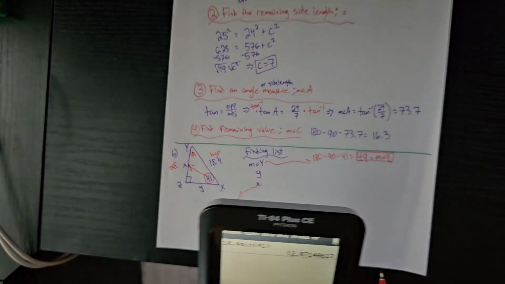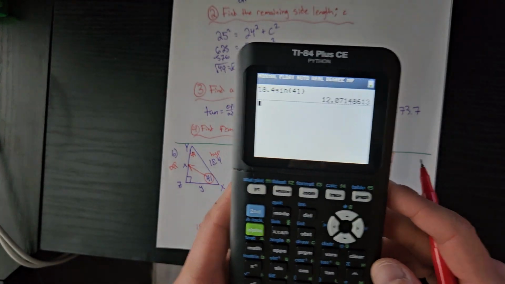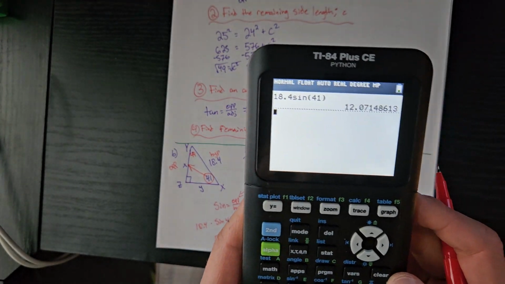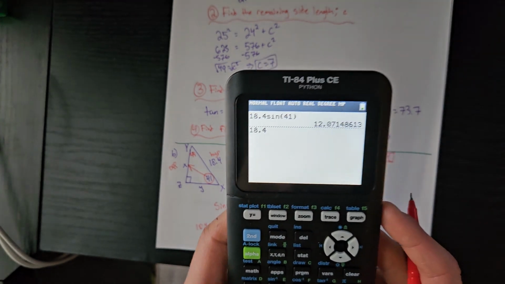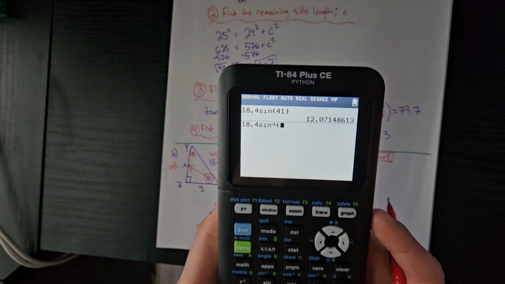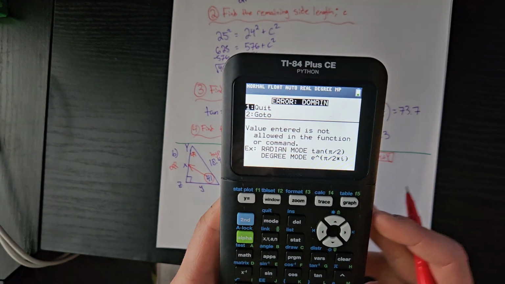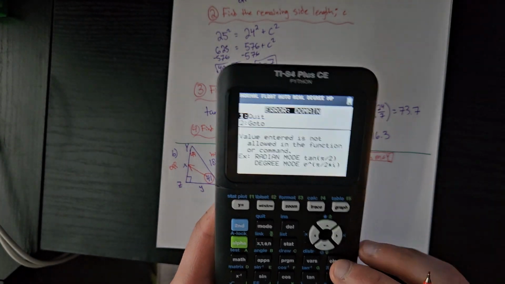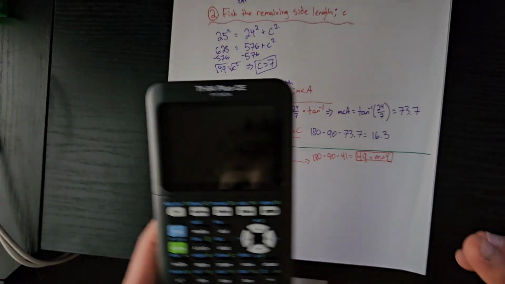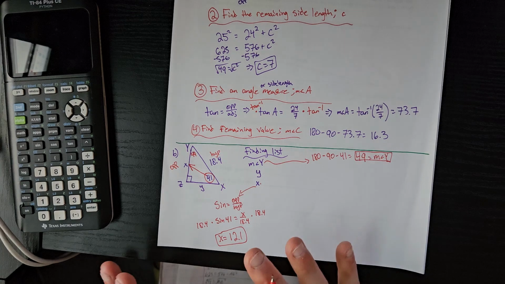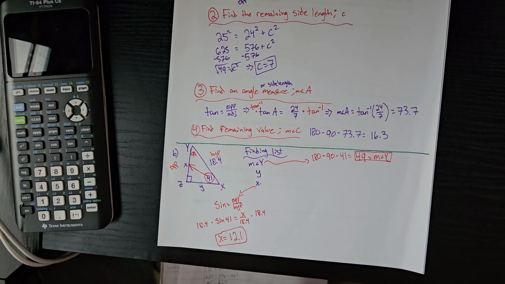That's my x. And to demonstrate the wrong answer, I will plug in 18.4, do the inverse of 41. I get a domain error. That ain't right. You gotta use the right trig function.